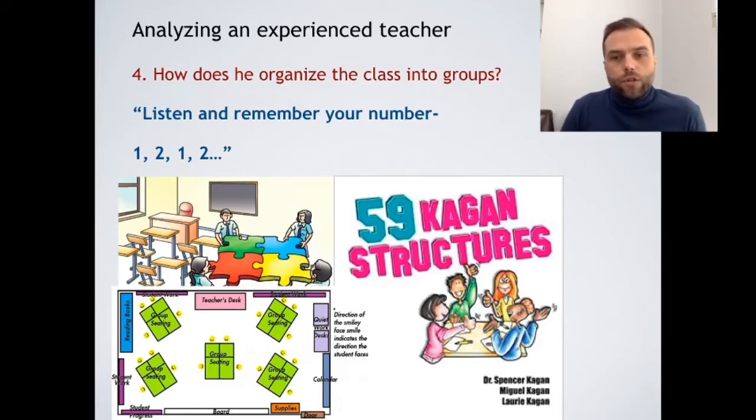Of course, you can use different numbers. So if you need 4 groups, you can do 1, 2, 3, 4, 1, 2, 3, 4. You can do 1 to 6, 1 to 6 to get 6 groups, okay? So it's very quick and easy. And you can also use this for young learners if you need like 2 teams, if you're doing some kind of running activity or something like that as well. Okay, so in one of my other videos, I mentioned Kagan's structures.